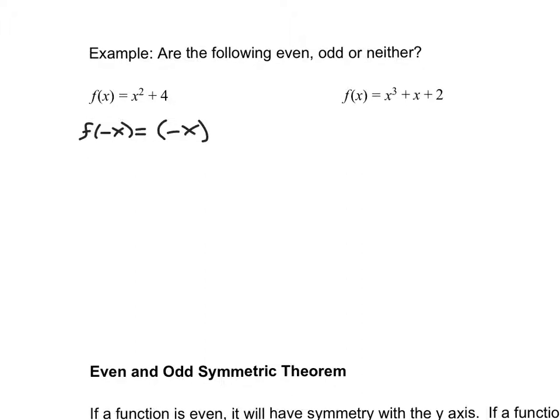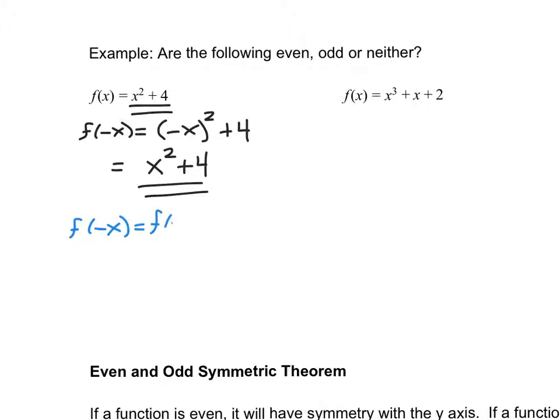So in function notation, when you have something inside the parentheses, that means you're going to replace x with what's in the parentheses. So f of negative x is going to be negative x squared plus 4. Now when you take a negative number and square it, negative x times negative x is simply positive x squared. So the negative sign disappears. So if you notice, we are back at the exact original function we started at. So because f of negative x went right back to the original function, this is an even function.